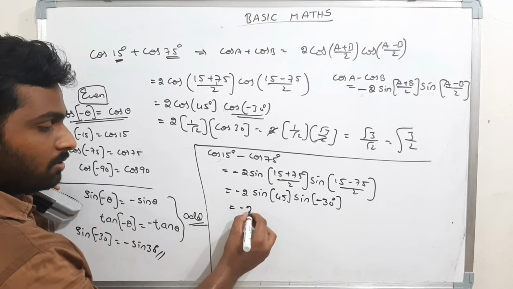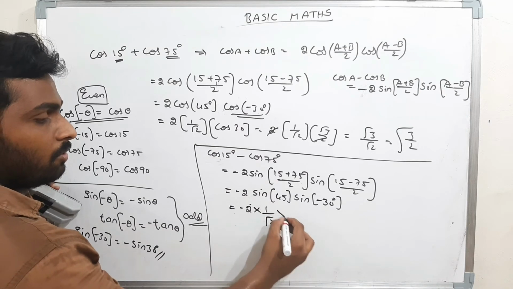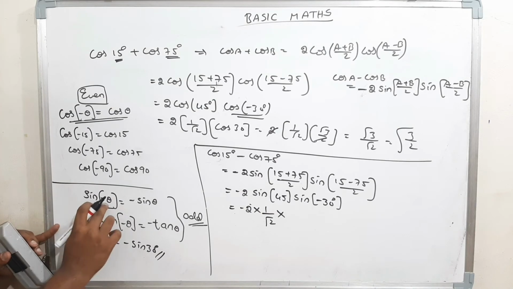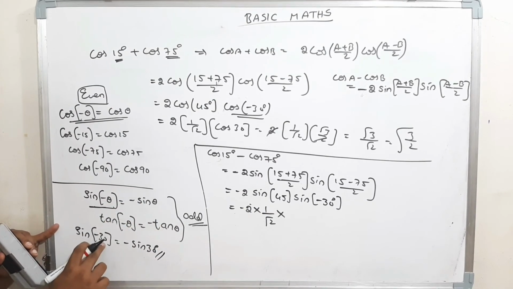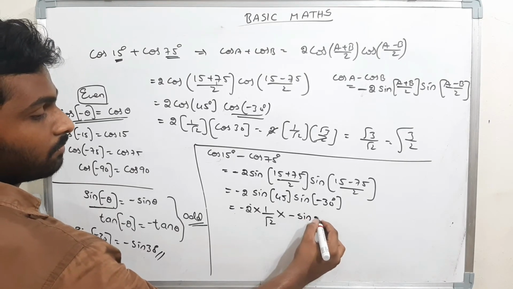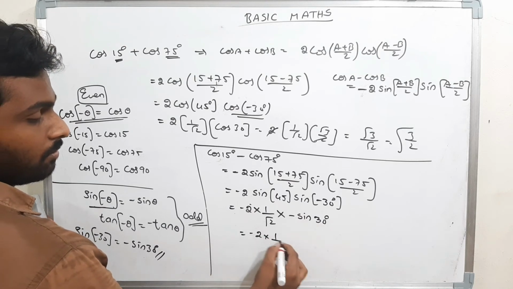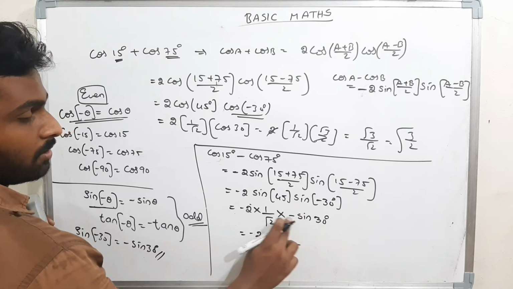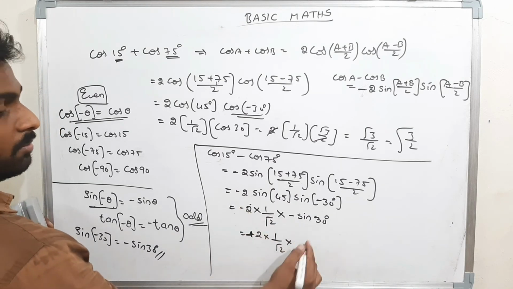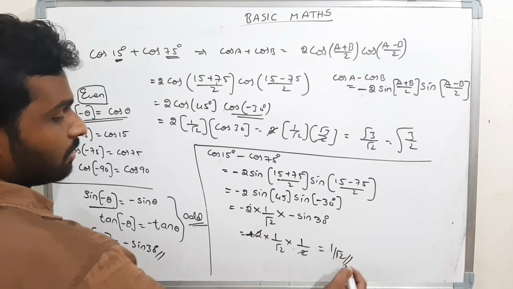Now what is the value? Minus 2 into sin 45 means 1 by root 2 into sin of minus 30. What is sin of minus theta? Sin of minus theta is minus sin theta. Sin of minus 30 is minus sin 30. Minus into minus is plus. Sin 30 means 1 by 2, so they cancel off. What is the answer? 1 by root 2 is the answer.